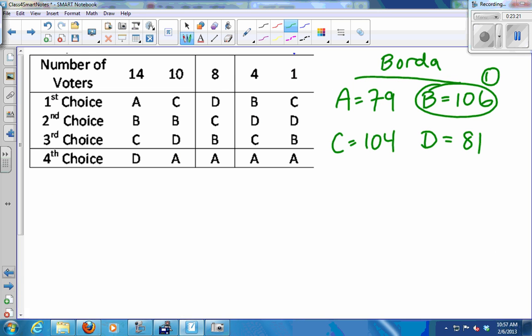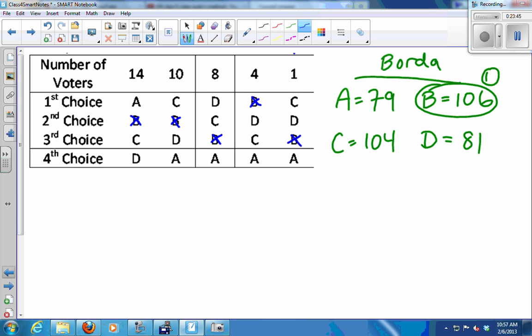Okay. Now I'm going to eliminate B. B is out of the running. They already got their trophy. We're going to have a runoff for second place. So I eliminate all the B's because B already won. Then I do Borda again, but this time it goes 3, 2, 1 for the points.